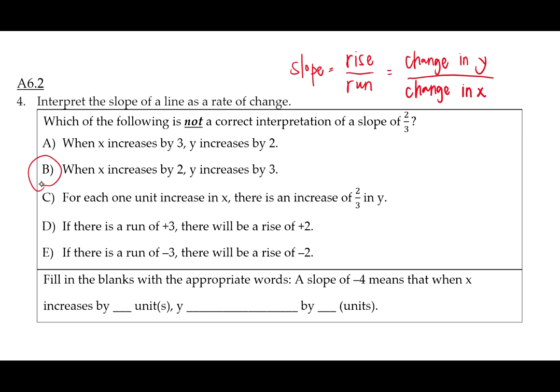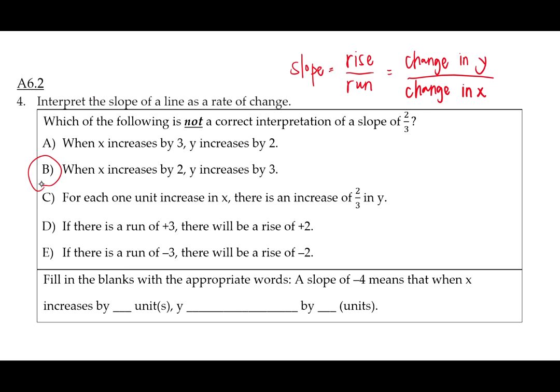For each 1 unit increase in x, there is an increase of 2/3 in y. Notice that we could think of this as 2/3 divided by 1. So in that case, 2/3 would be our change in y, and the change in x would just be 1. So that's also a correct interpretation. D says if there is a run of 3, there will be a rise of 2. So notice that the run is the denominator, which is 3, and the rise is the numerator, which is 2.